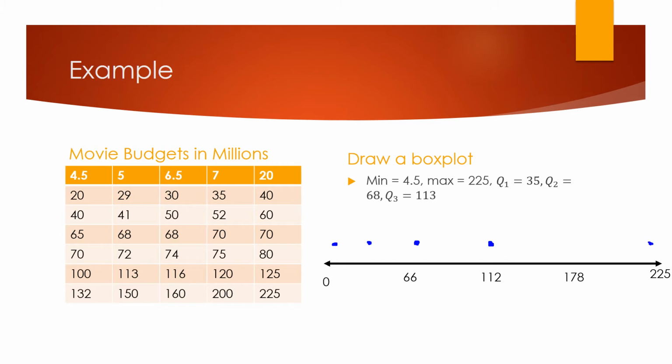So now what I have here is this. I need to create a box between the first and third quartile, and then draw a line at my median, followed by whiskers from the minimum to the left side of the box and the max to the right side of the box. That is a perfect box plot.